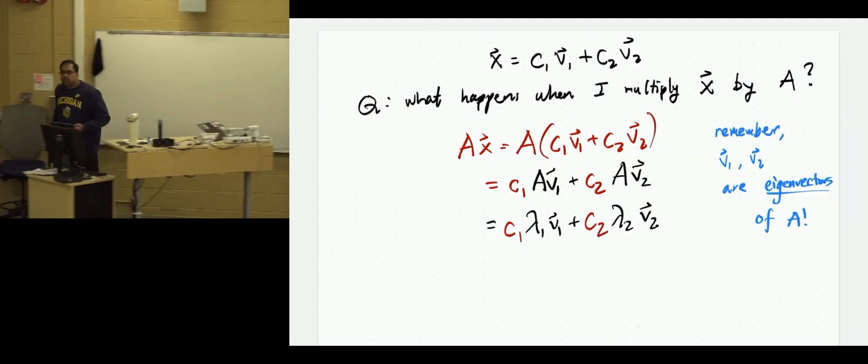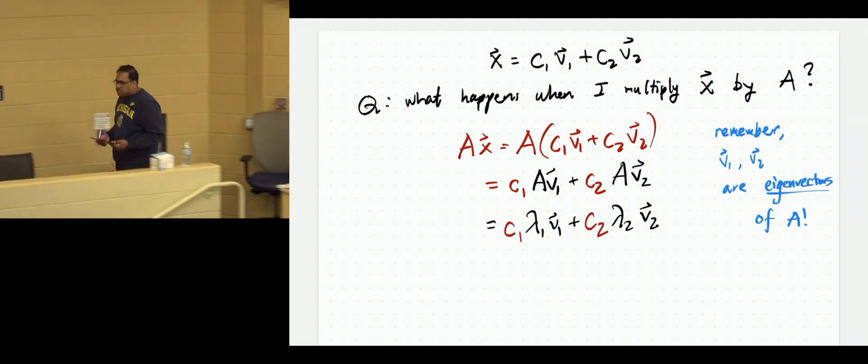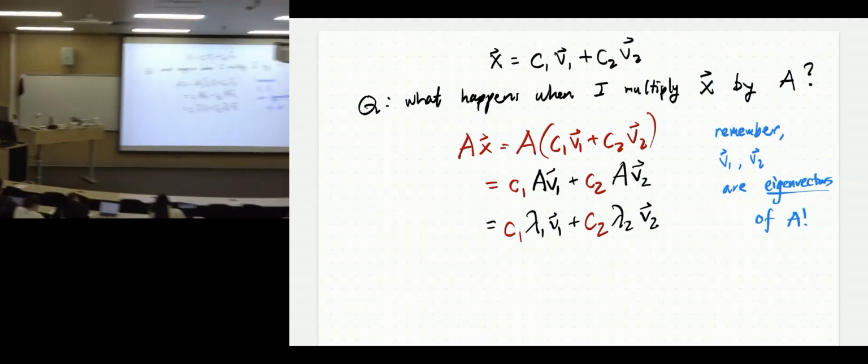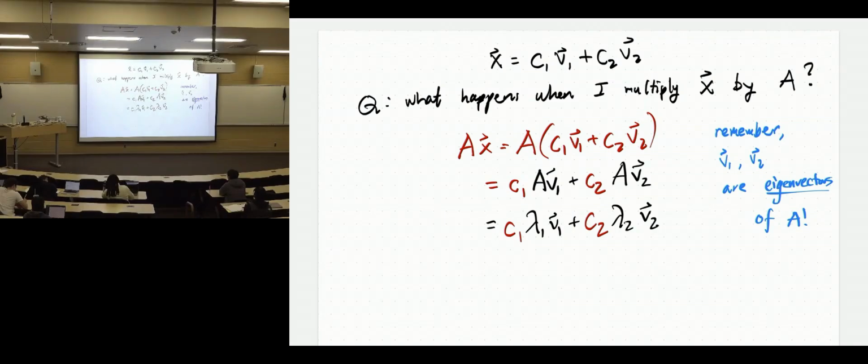What was the point of this? The point here is to emphasize that if X was a linear combination of the eigenvectors, AX is also a linear combination of the eigenvectors, just a different linear combination. The old weights used to be C1 and C2. The new weights for AX are C1 lambda 1 and C2 lambda 2. You agree with that? All right.